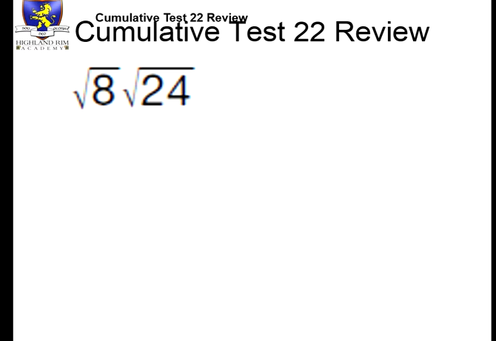Alright, this is our last problem, and it's square root of 8 times the square root of 24. So the first thing we do, put everything under the radical. Okay, square root of 8 times 24. And then what we do is we start to factor it out.